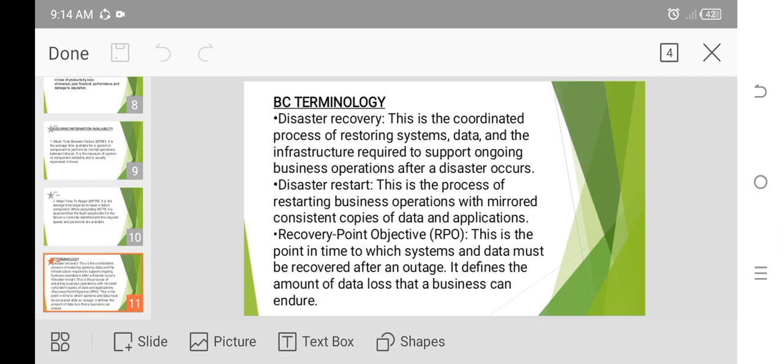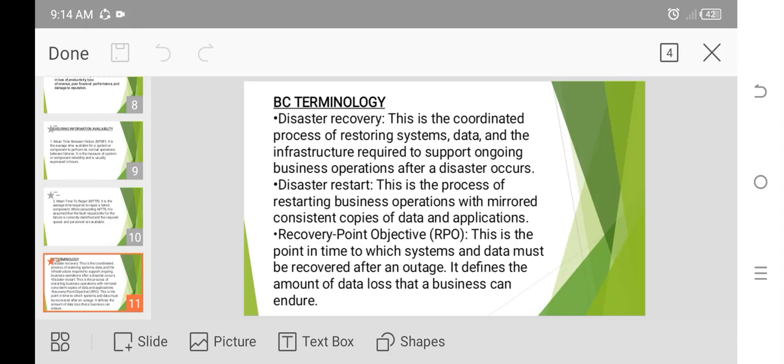And then BC terminologies. Disaster recovery. This is the coordinated process of restoring systems, data, and the infrastructure required to support ongoing business operations after a disaster occurs.